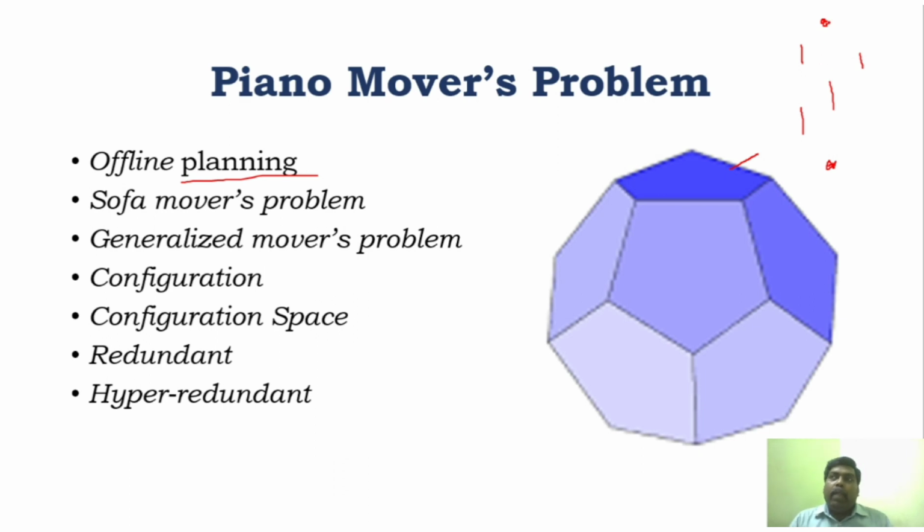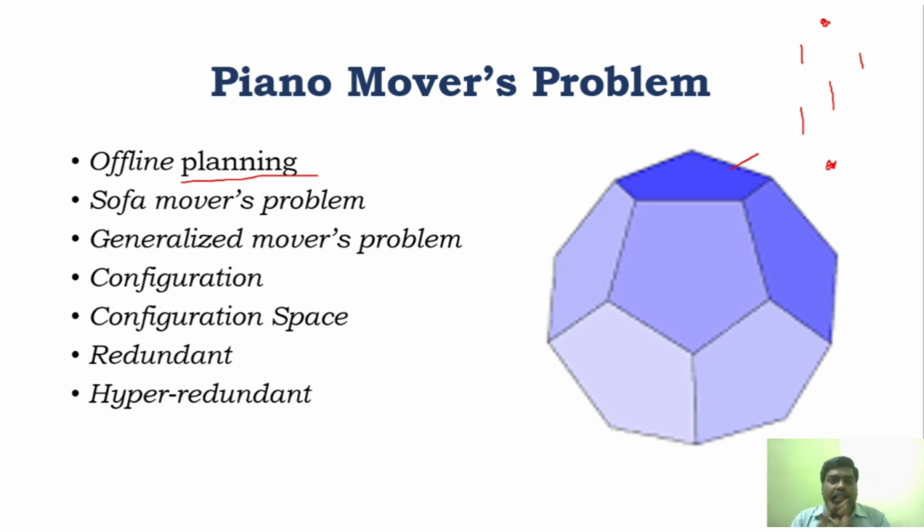And what is offline planning here? This is a very old problem. The only thing is it has to move to that particular place. That's all. There are no other conditions for it. If there is any obstacle, it has to overcome that and reach the goal.